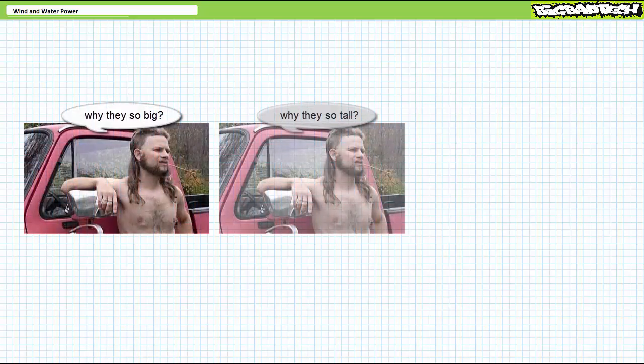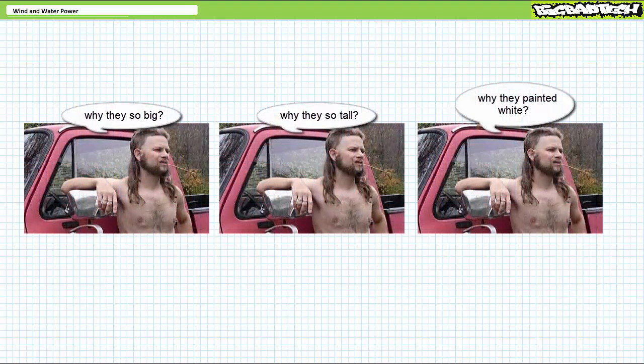I'm your instructor Jim Pytel, and today's topic of discussion is wind and water power. Our objective is to examine those properties that influence the mechanical power present in a column of moving fluid like wind and water. In the course of this short lecture, I additionally plan to authoritatively answer two of the three most common questions I'm asked about wind turbines. Notably, why they're so big, why they're so tall, and why they're painted white.